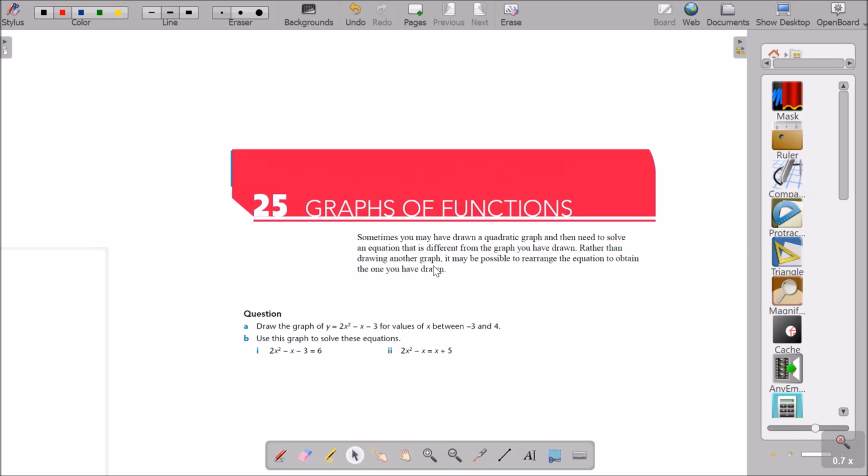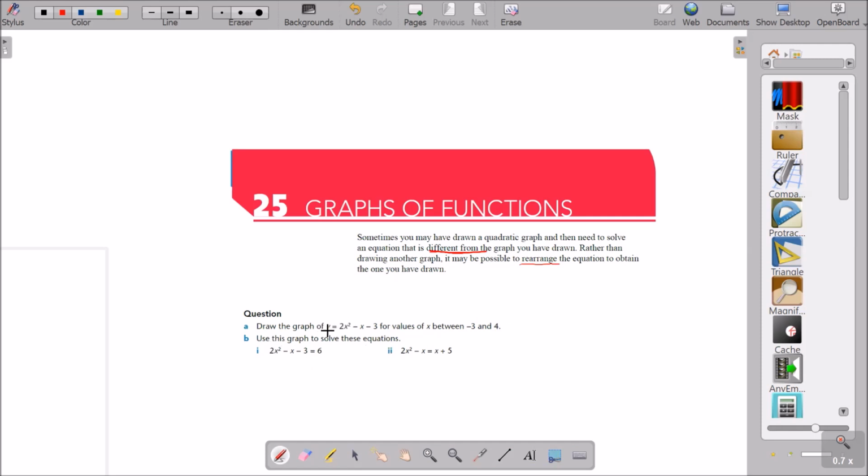We are still solving quadratic equations using graphical methods. Sometimes you may have drawn a quadratic graph and then need to solve an equation that is different from the graph you have drawn. Rather than drawing another graph, it may be possible to rearrange the equation to obtain the one you have drawn. Let's look at this example.